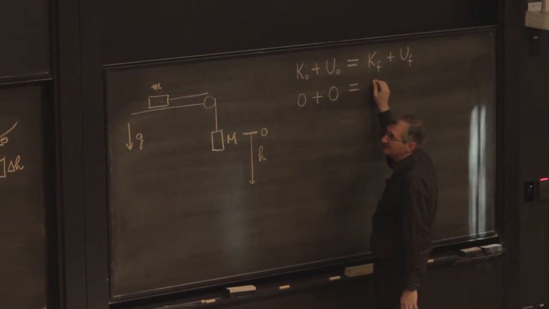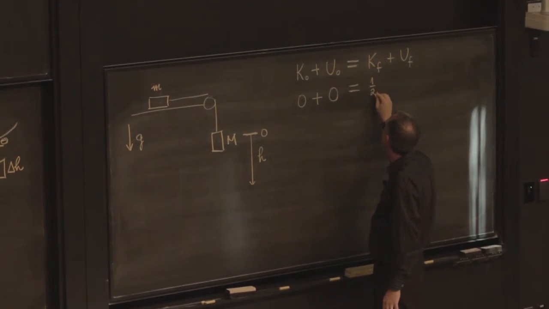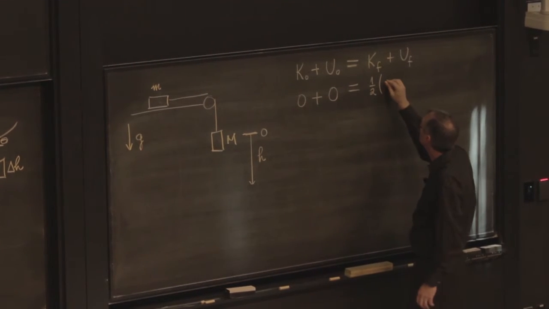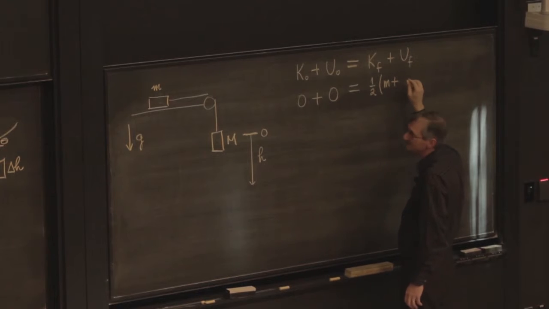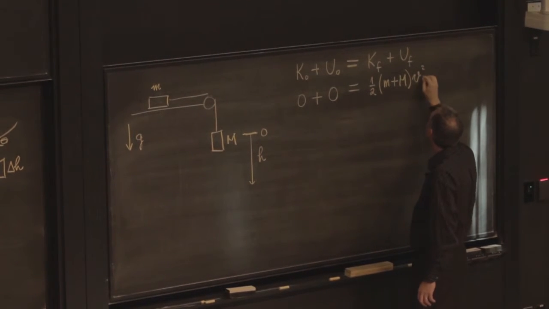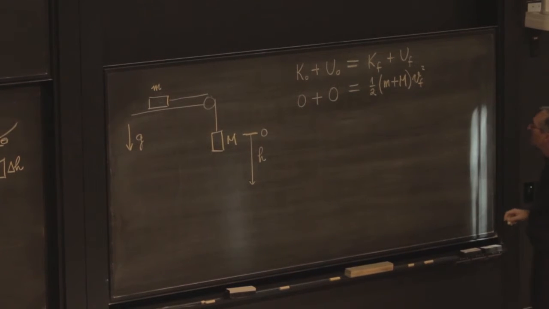What's the final kinetic energy? Let's see, 1/2. Both masses are moving at the same speed, not the same velocity, but the same speed. And what is the change in potential energy? What's the final potential energy? Okay, positive or negative?